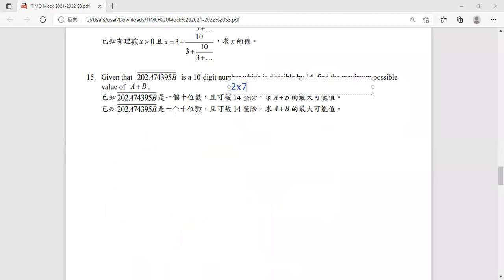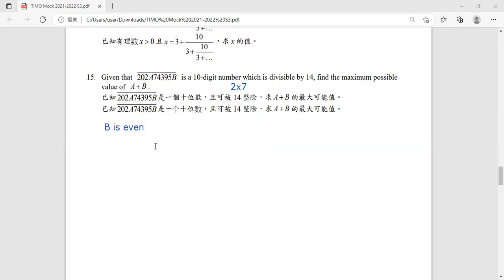Now first, you know this is 2 times 7, so B should be 8. So now you know that B must be even. B is even.